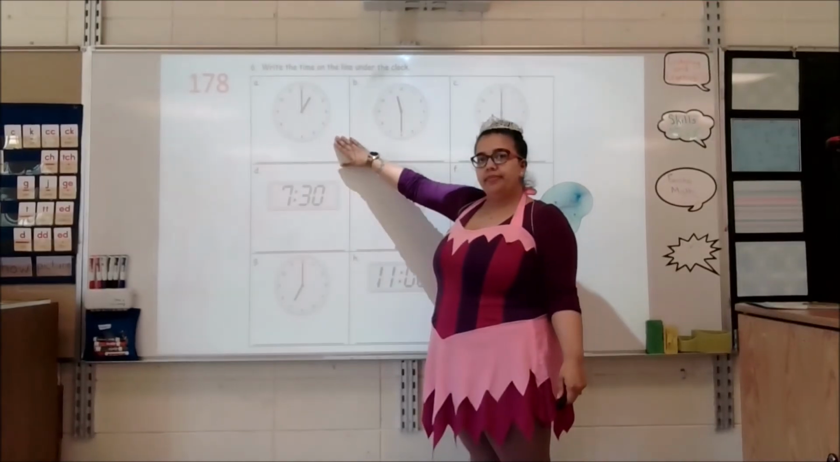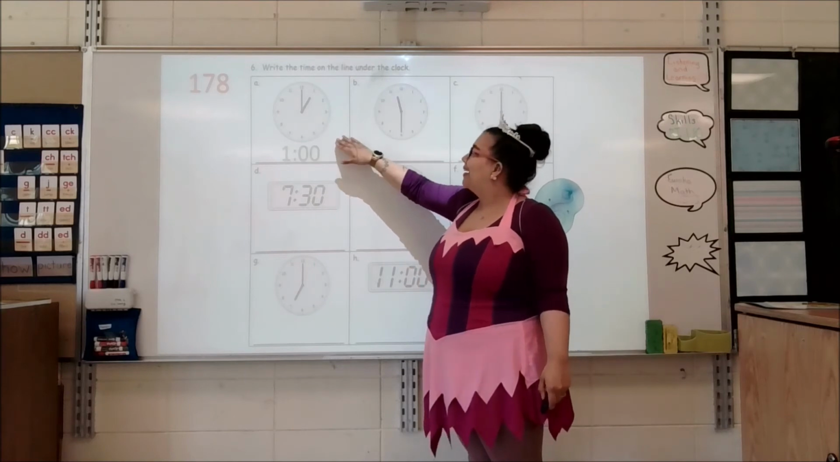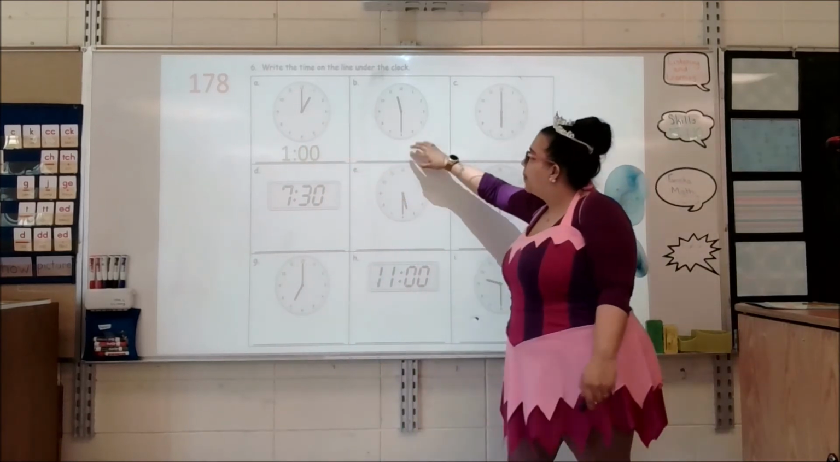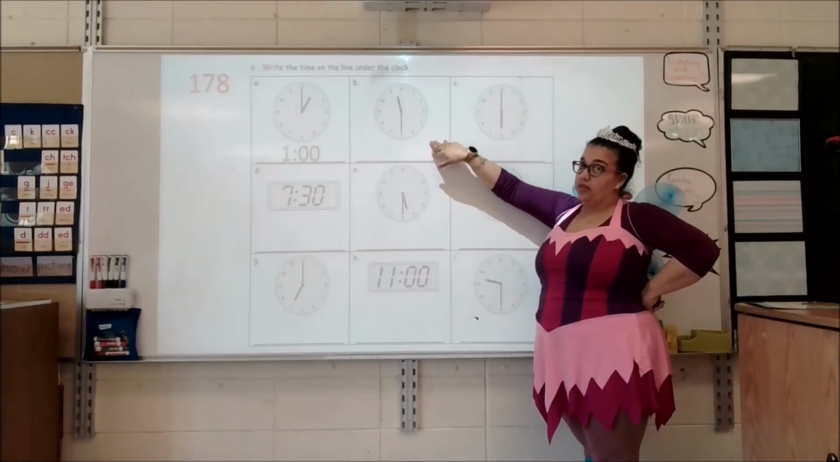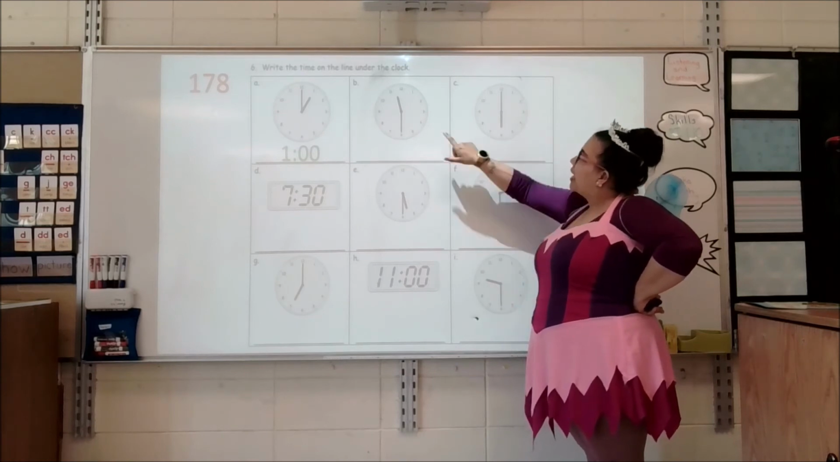What time is it? One o'clock. Excellent. The hour hand is on the 1, the minute hand is on the 12. What about this one? This is the fun one. This one's not so much fun, so much as it is you have to pay close attention. What time is it here?